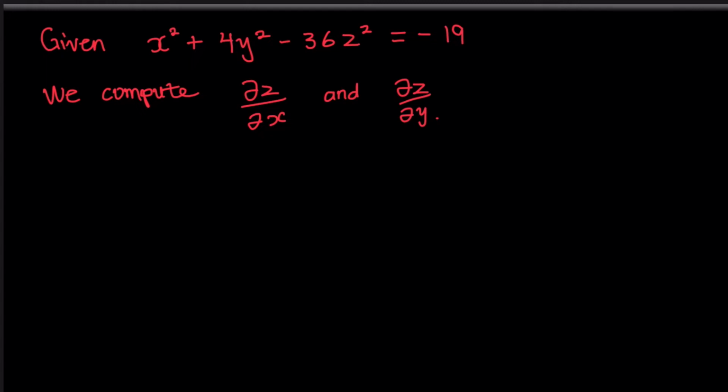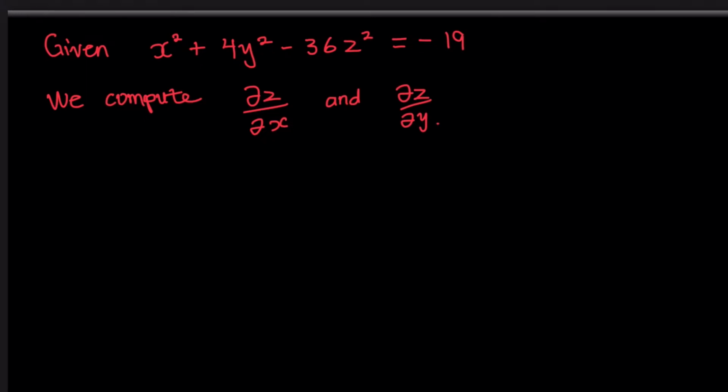So here, y is going to be treated as a constant, right? So we now differentiate the function term by term. So we differentiate x squared with respect to x. We are going to have 2x. Then we now differentiate 4y squared with respect to x. That's going to give us 0 because y is now a constant in this case.